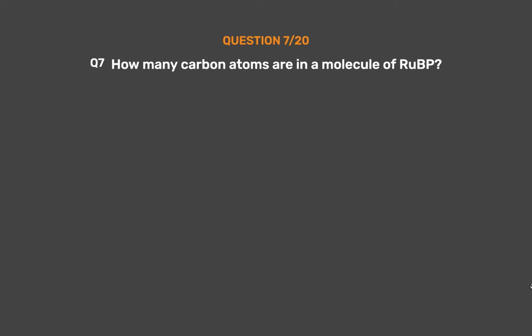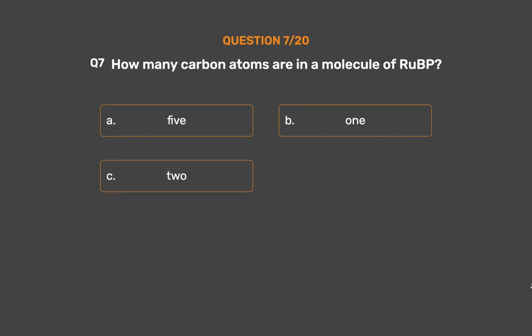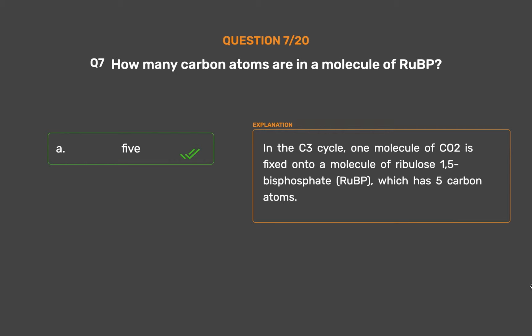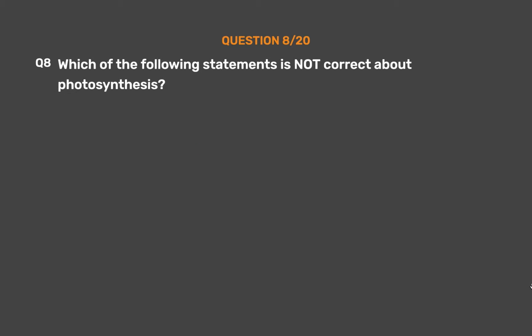Question number 7. How many carbon atoms are in a molecule of RuBP? Option A, 5. Option B, 1. Option C, 2. Option D, 3. The correct answer is option A, 5. In the C3 cycle, one molecule of CO2 is fixed onto a molecule of ribulose 1,5-bisphosphate, RuBP, which has 5 carbon atoms.